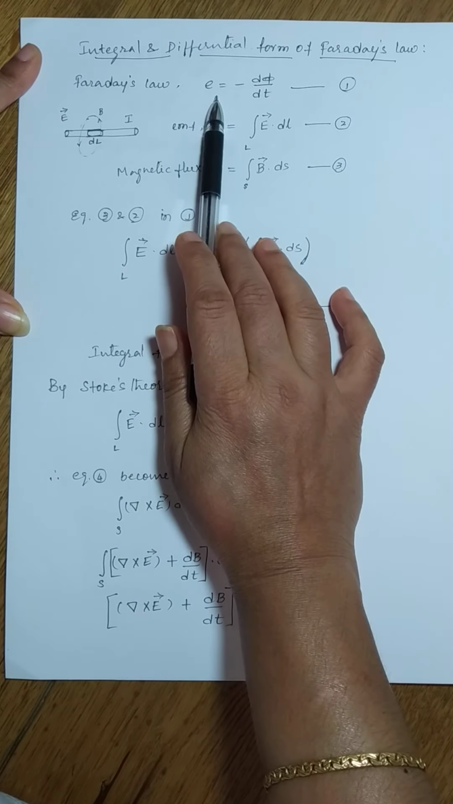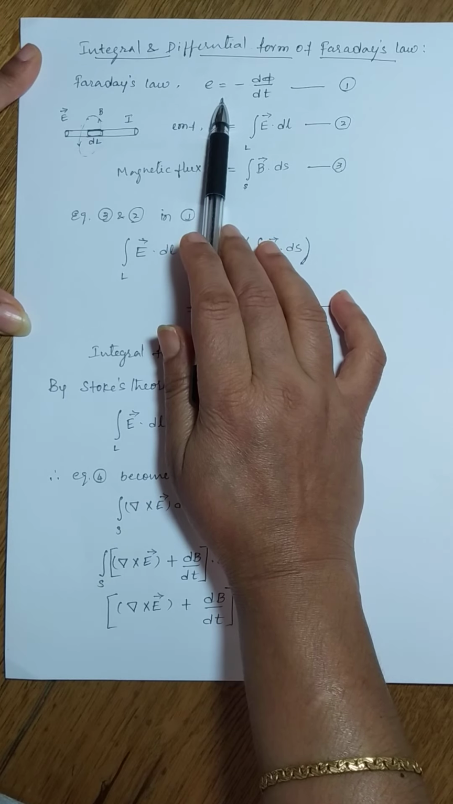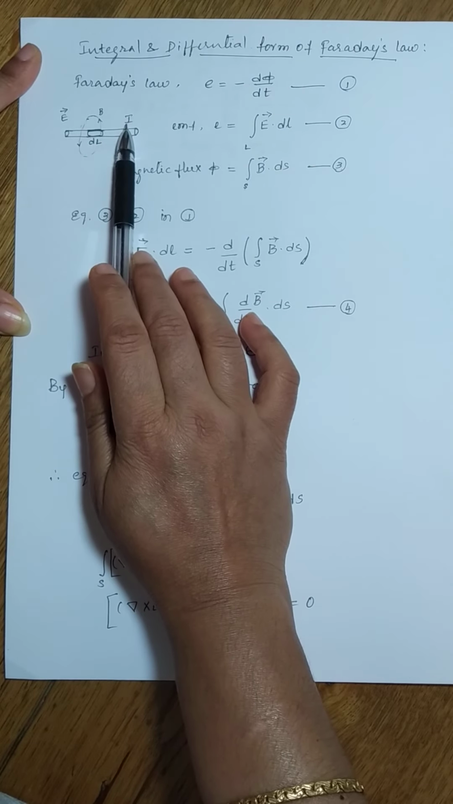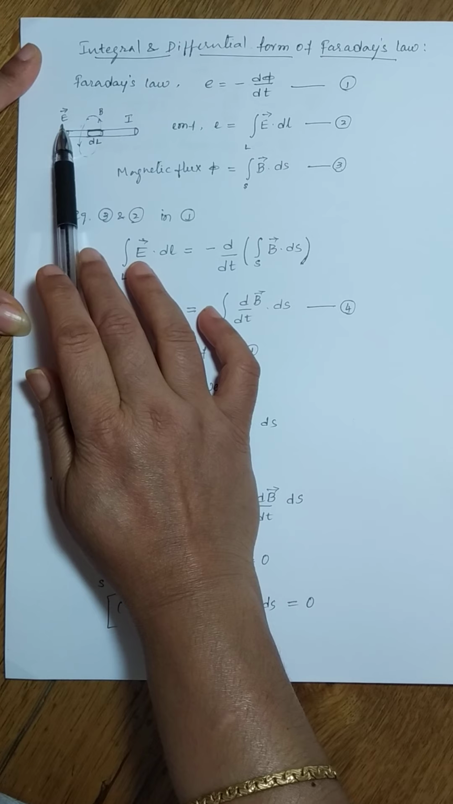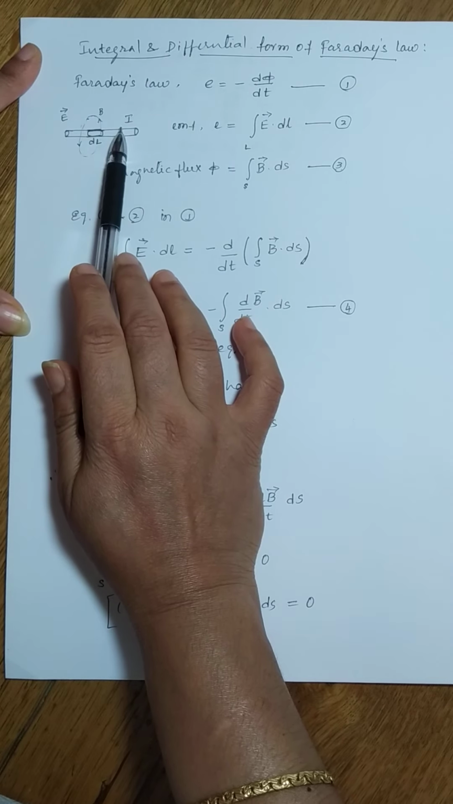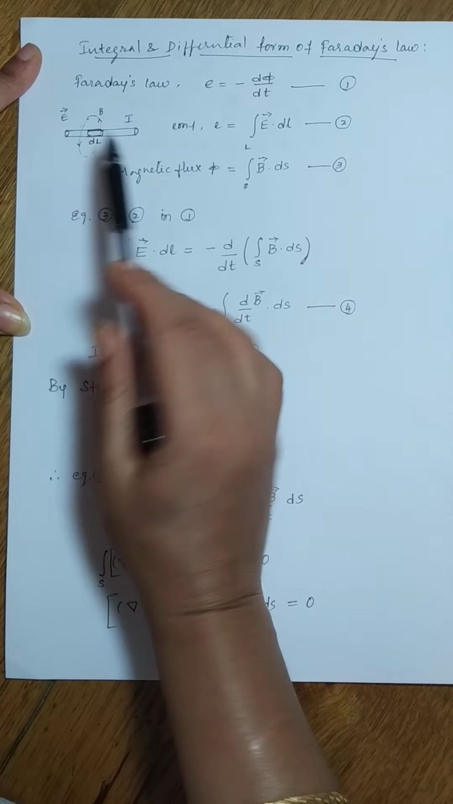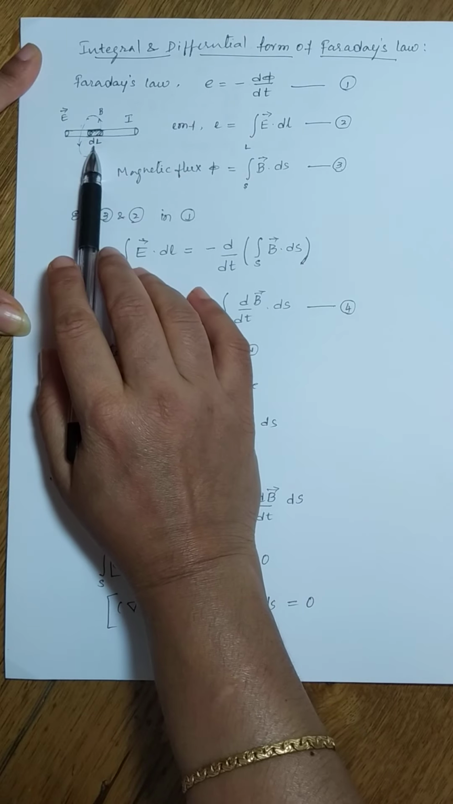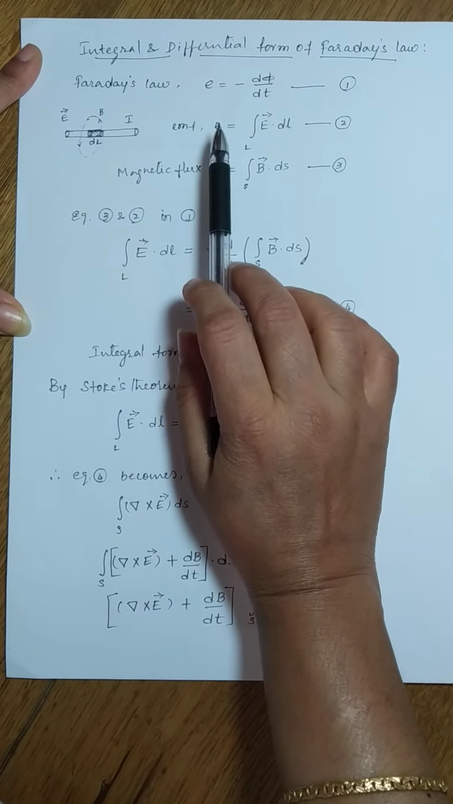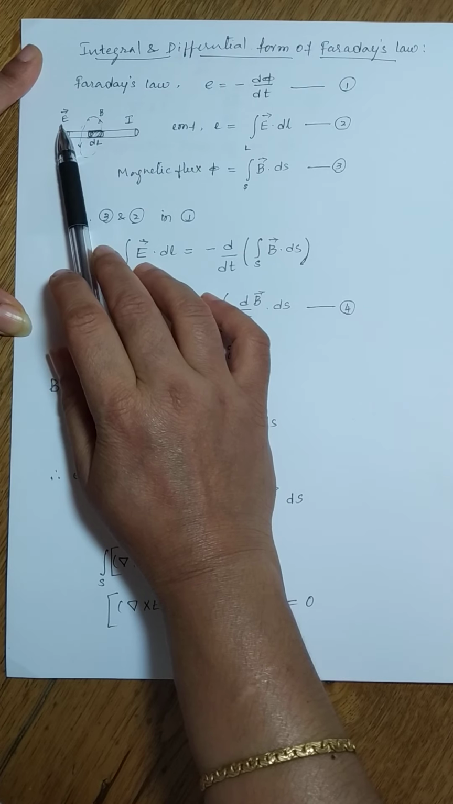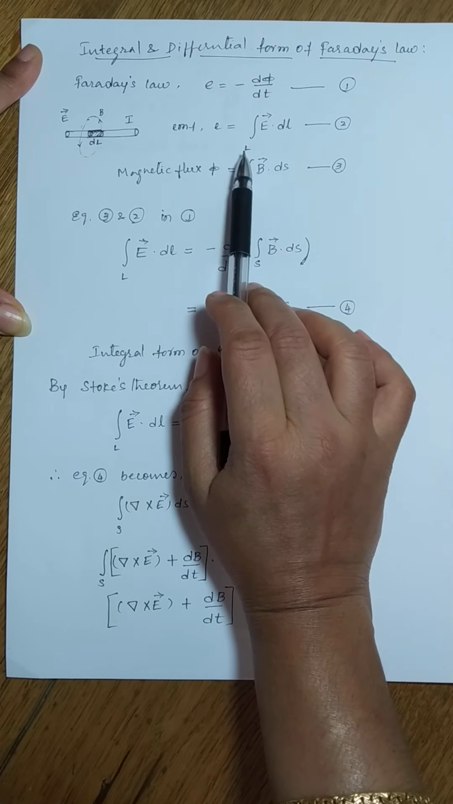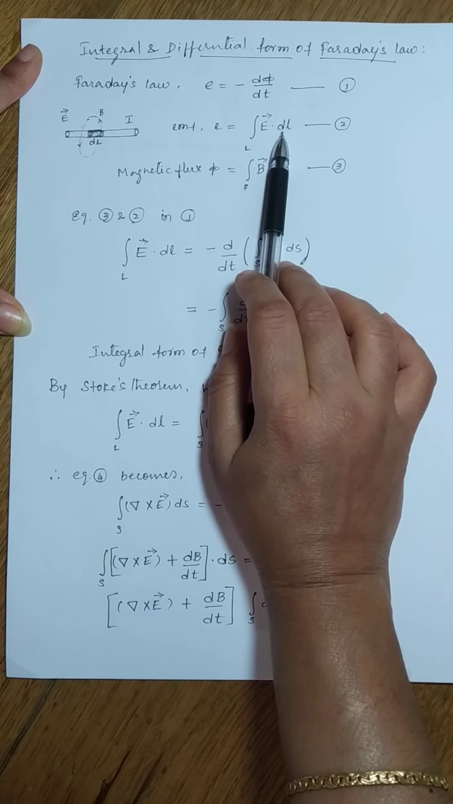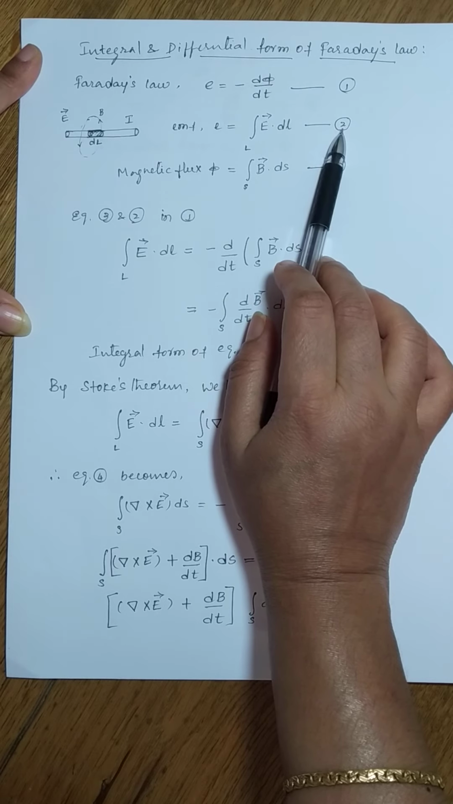Now, to look at the integral and differential form of this equation 1, we have considered a conductor carrying current I. It has an electric field vector E in the direction of the current I. We have considered a small elementary current length dl. In terms of the electric field vector E, the induced EMF can be written as the line integral of the vector field E over the elementary length dl. That I have taken as equation 2.